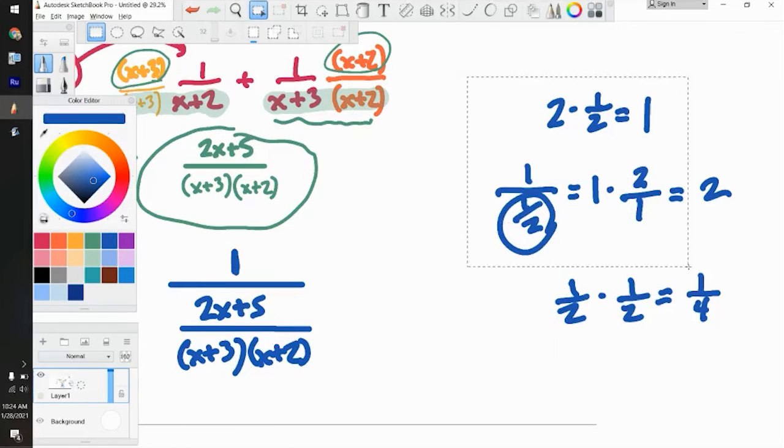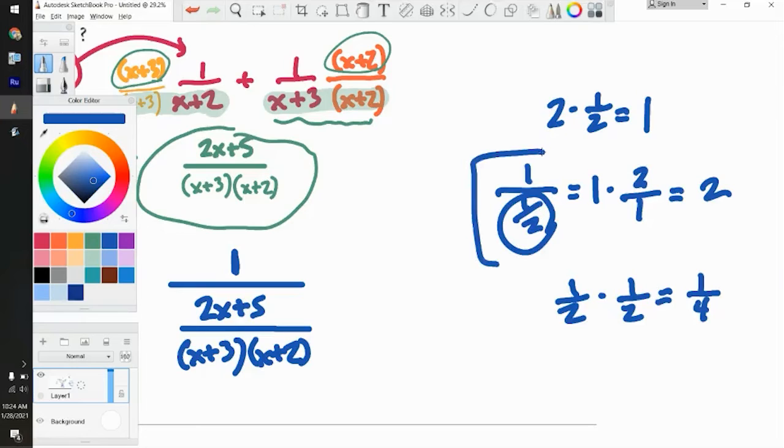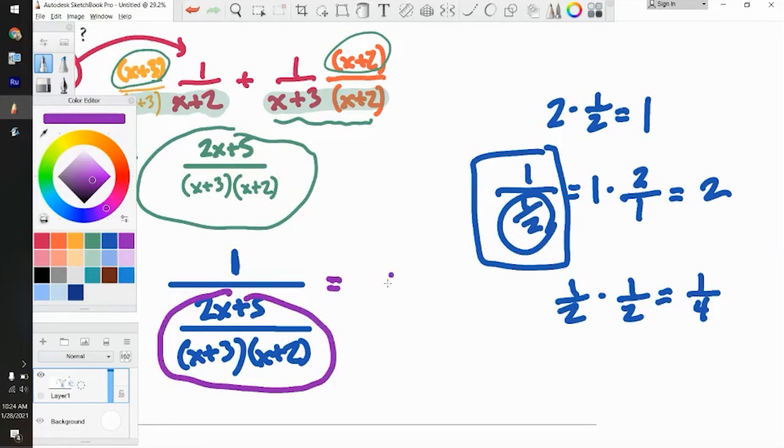You don't really need to worry about that. The main thing that you need to know is when you do 1 over something, it's the same thing as just flipping it. Before I get rid of this, I did 1 over 1/2. It's the same thing as just flipping 1/2 to 2 over 1. So it's multiplying by the reciprocal. What you can do is just flip this thing right here. So it ends up being x plus 3 times x plus 2 all over 2x plus 5.